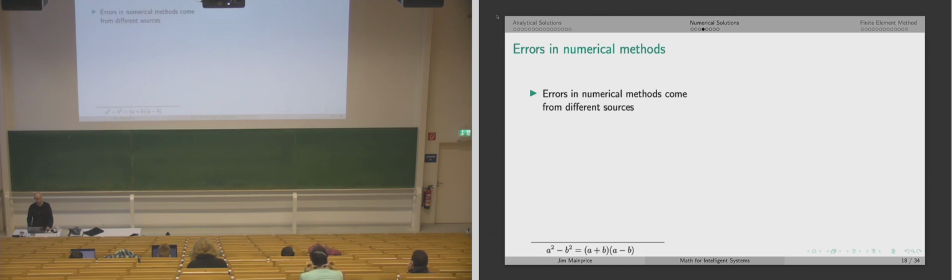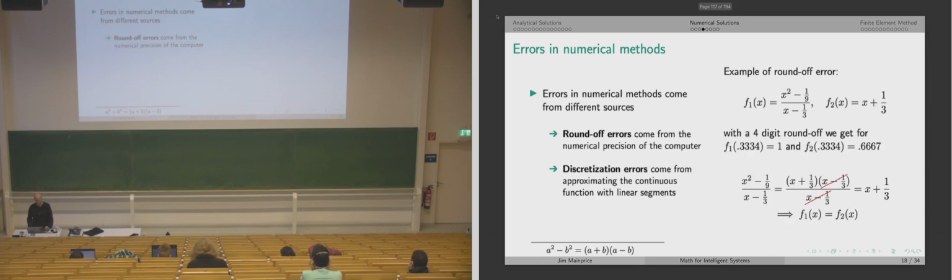So the problem with these kinds of methods is that there are errors that can come from different sources in numerical methods. So first, we have round-off errors that come from the numerical precision of the computer. And then second, we have discretization error that comes from approximating the continuous function with linear segments. So let's first talk about the first kind of errors.